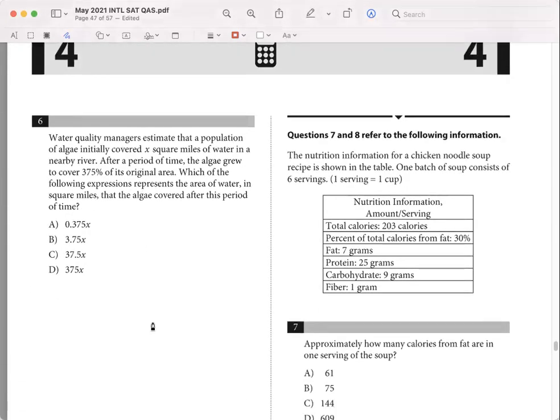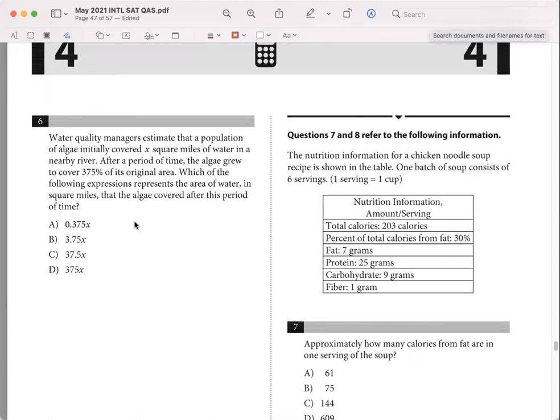Question 6. Water quality managers estimate that a population of algae initially covered x square miles of water in a nearby river. After a period of time, the algae grew to cover 375% of its original area. Which of the following represents the area of water that the algae covered after this period of time?